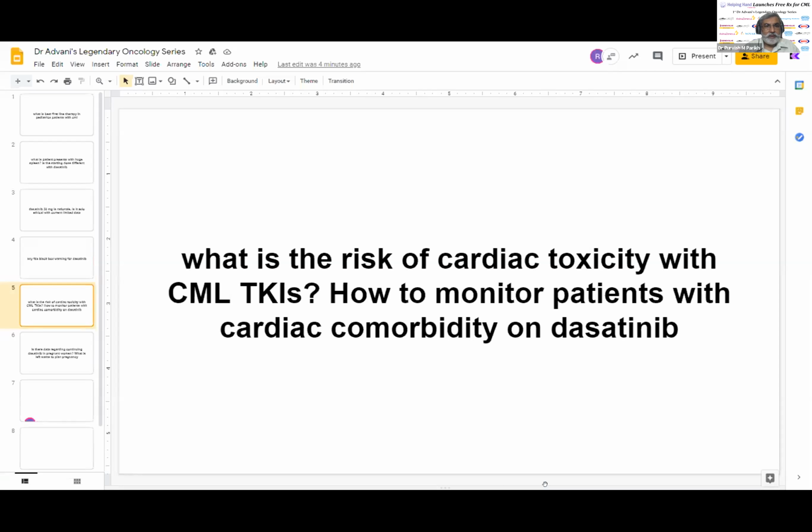What is the risk of cardiac toxicity with CML TKIs, and how to monitor patients with cardiac comorbidity on Dasatinib? Samir, any thoughts?